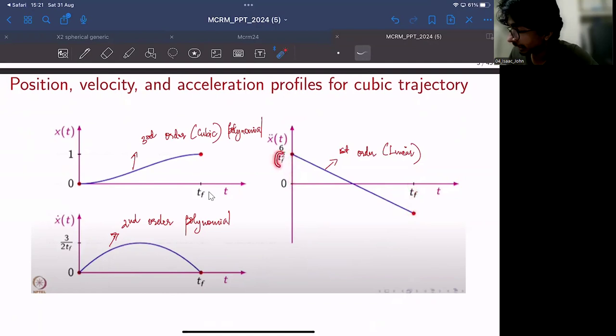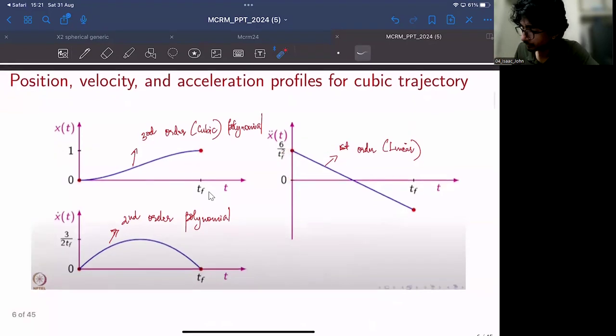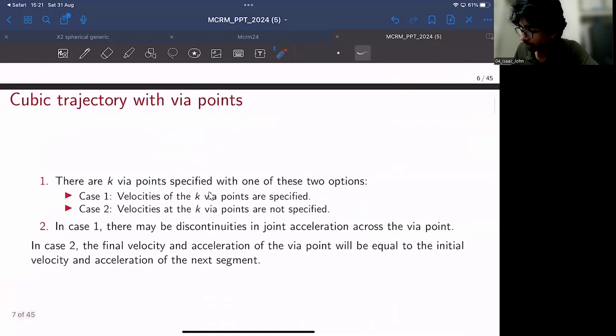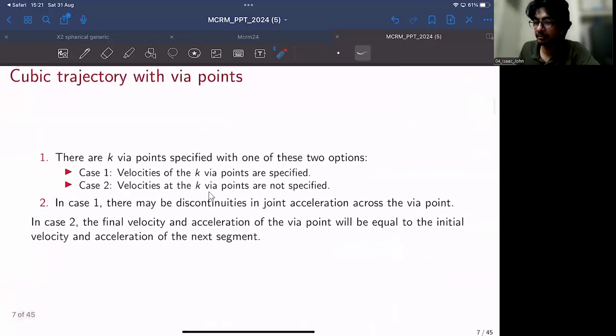And if you increase the time for the joint or the end effector to move from one position to the final position, this finite jump will also come down, because TF is in the denominator. If TF is increased, this value will be decreased. Okay, so yeah, that is about cubic trajectory.